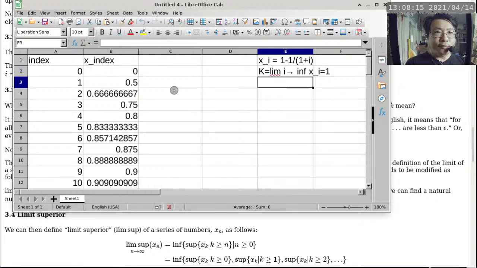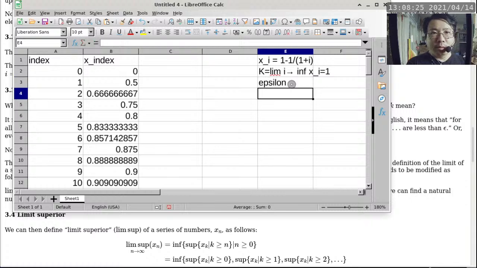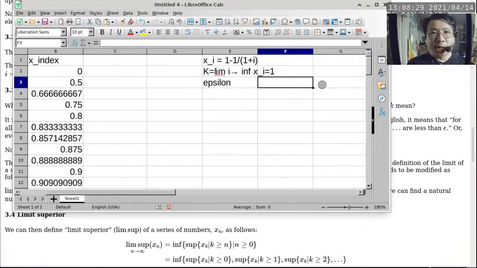So now I want to find an epsilon. Column C is going to be where I define epsilon. I probably spelled it correctly then. We'll define epsilon to be 0.2, because epsilon is a real number that is greater than 0. So I'll just pick 0.2 over here.